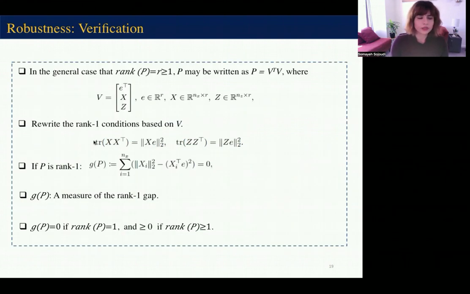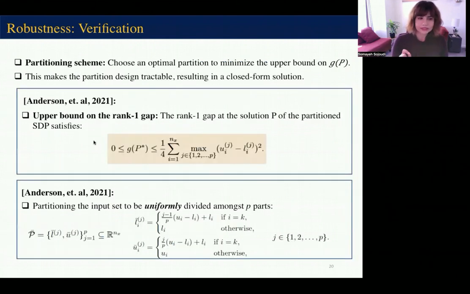In general, P may be written as V transpose V, where V is the matrix shown here, which is in terms of the input and output vectors. We can rewrite the rank conditions in terms of the new variable V and get a function that we call G that serves as the measure of the rank 1 gap. If the rank is equal to 1, then this gap is equal to 0, and it's non-negative otherwise. Now, since this gap being equal to 0 is necessary for P to be rank 1, it's desirable to make this gap as small as possible.